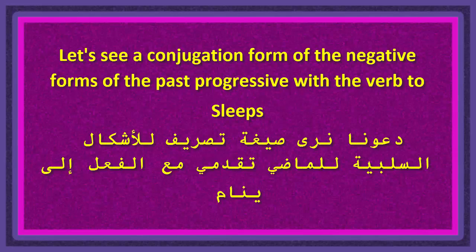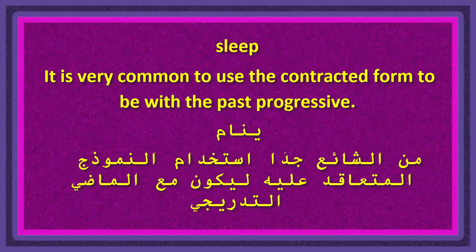Let's see a conjugation form of the negative forms of the past progressive with the verb to sleep. It is very common to use the contracted form of to be with the past progressive.